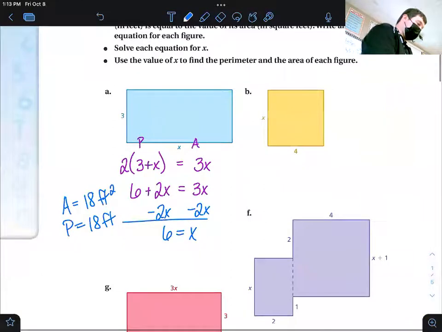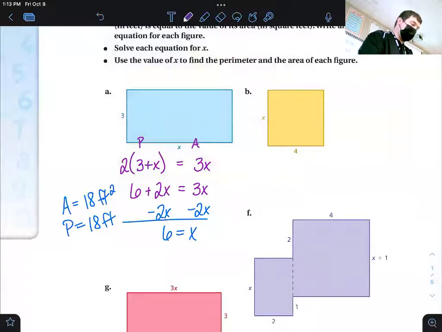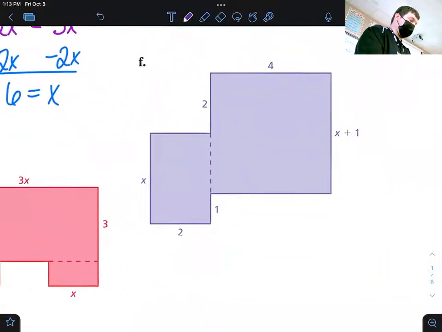I'm going to leave example B for you to do one like that as homework. Okay. It looks like a square, but sometimes things look like something and they're actually not. So you want to make sure you go ahead and show your work for B. We're going to move on to F. F, it looks like it'd be just a little bit more complicated.